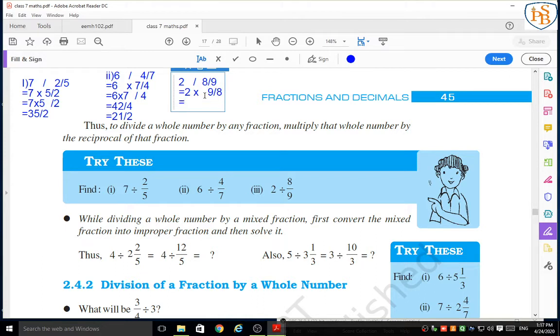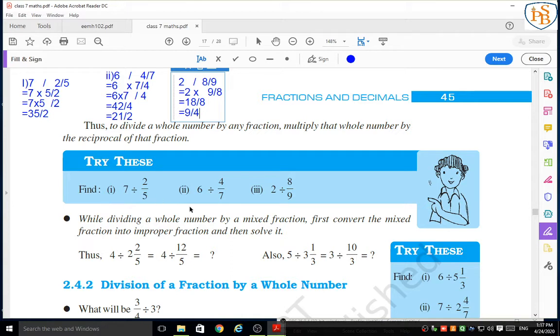So 2 into 9, 2 nines are 18, upon 8 remains the same. Now we have to find the reduced form because both are even numbers, and by using the test of divisibility of 2 we can find the reduced form. So we divide both numbers by 2. 18 divided by 2 is 9 and 8 divided by 2 is 4, and now my answer is 9 upon 4.